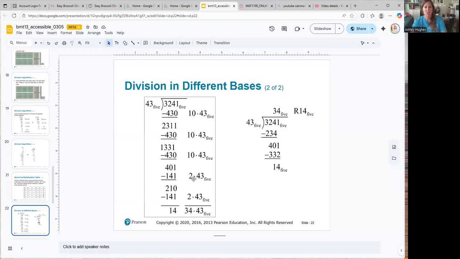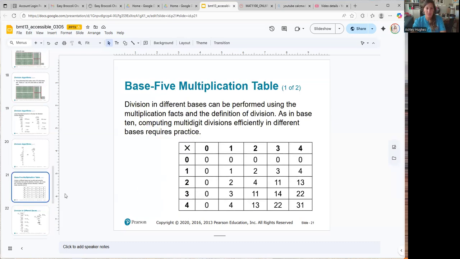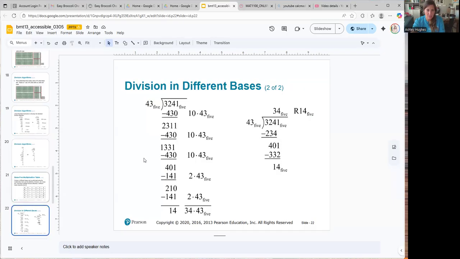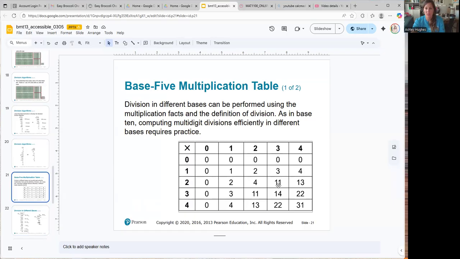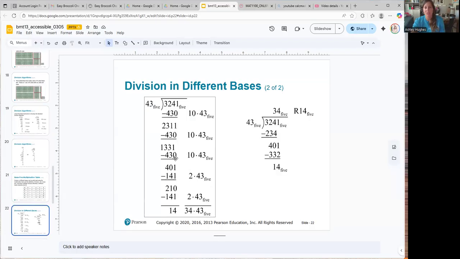And then if I take 2 times 43, I get 141. 2 times 3 is 11, sorry. And 2 times 4 is 13. So that 13 and that 11, so do 130 and 11, that gives you that 141.